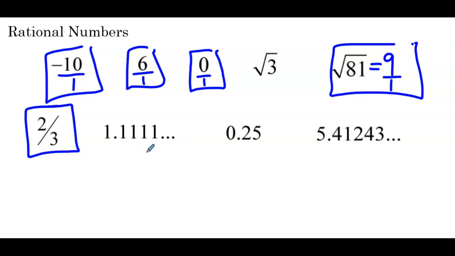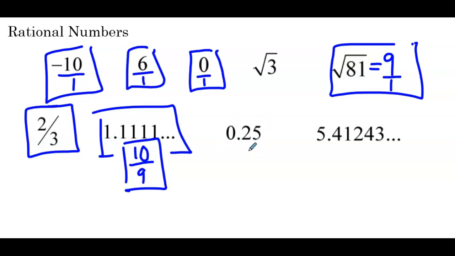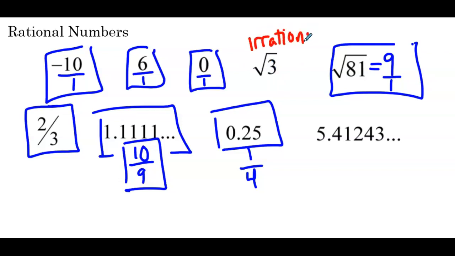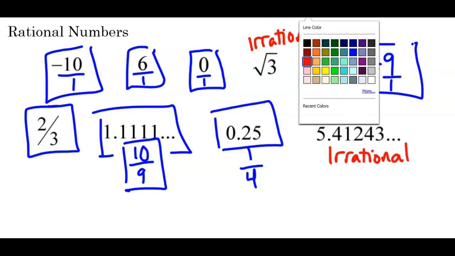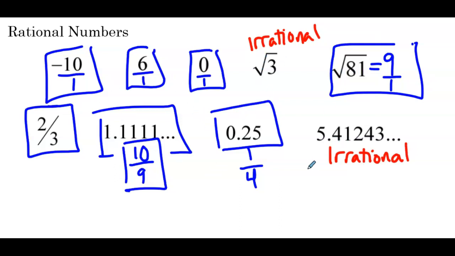1.1 repeating, well, that could be expressed as 10 over 9, which is the ratio of two integers. I guess I should have boxed this one in. Same difference. 0.25, as we spoke about earlier, is 1/4. And then 5.41243, not repeating, not terminating, so we cannot express it as the ratio of two integers. All right, but notice now, almost all of them fall into the rational numbers. 2 of them don't. Okay, so these two, square root of 3, that's going to be irrational, as well as this one. Okay, so now we have a good comparison of the rational numbers versus irrational numbers here.